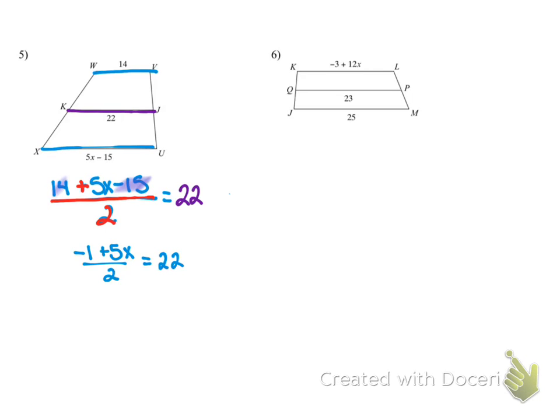Now, in order to get the x by itself, what I'm going to do is multiply both of these sides by 2. 2 divided by 2 is just 1. So on the left-hand side, I'm just left with -1 plus 5x. And then on the right-hand side, 22 times 2 is going to give me 44. So now in order to solve for x, let's go ahead and add 1 to both sides. So I get 5x is equal to 45. Divide both sides by 5, and x is equal to 9.